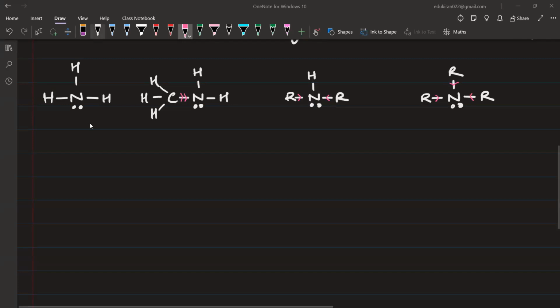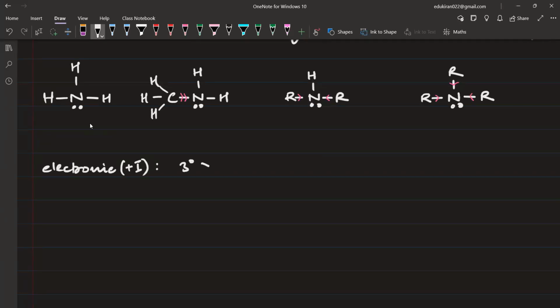So if I consider the electronic effect that is due to the plus I group, then we would say that 3 degree will be most basic, followed by 2 degree, followed by 1 degree, and then followed by ammonia, NH3. Okay, this is the basicity. The basic strength we are talking about, right? Talking about the basic strength of different types of amines.